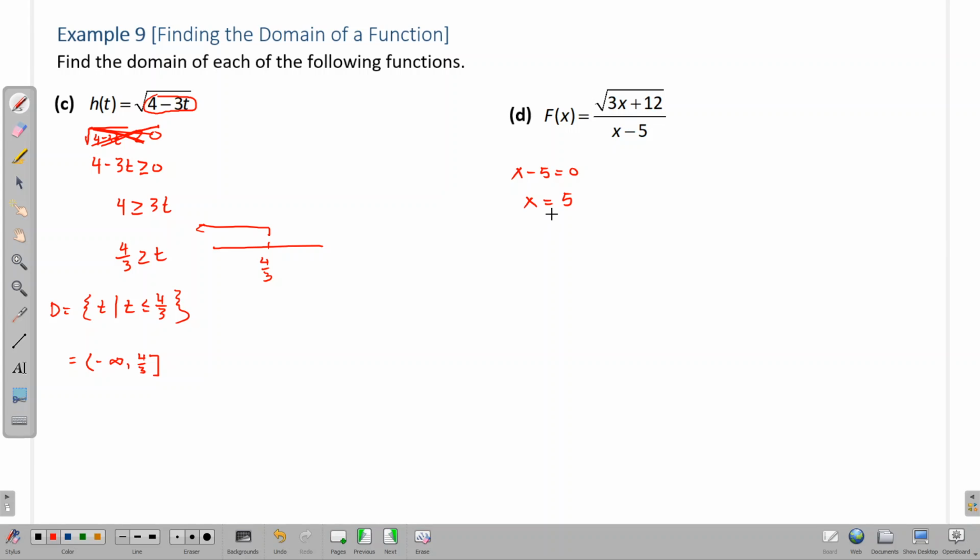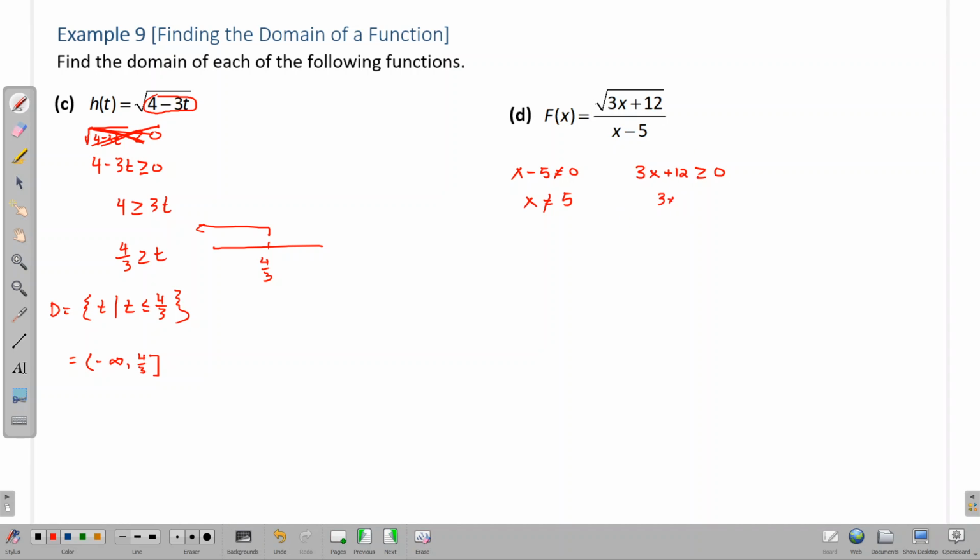This has to be thrown out of the domain, right? So maybe it's better for you if you actually write it like that so you don't forget x can't be 5. The other thing that we need is we need the radicand to be greater than or equal to 0, just like this one. So you take what is under the radical sign, greater than or equal to 0, and solve that.